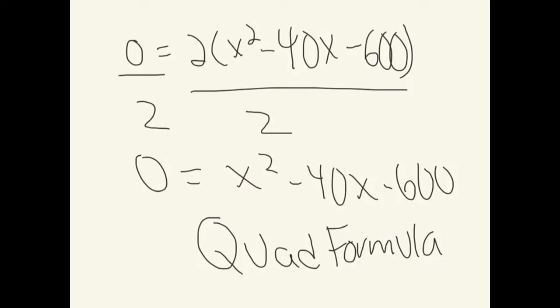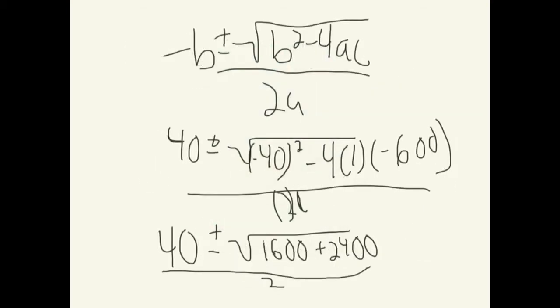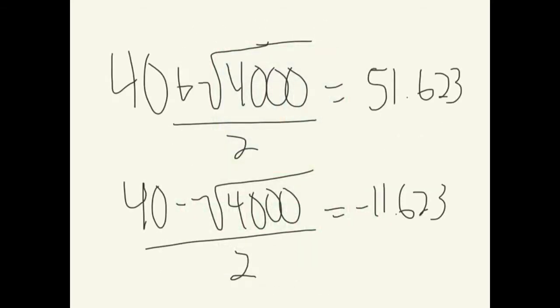Because these numbers do not factor, we must use the quadratic formula. At the top of the page is the quadratic formula. After plugging in our numbers and simplifying, we got 40 plus or minus the square root of 1600 plus 2400, divided by 2. Next, we added the 1600 and the 2400 to get the square root of 4000. We then did 40 plus the square root of 4000 divided by 2, and 40 minus the square root of 4000 divided by 2.